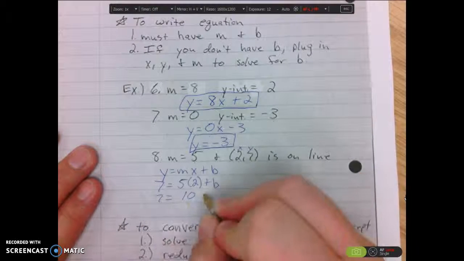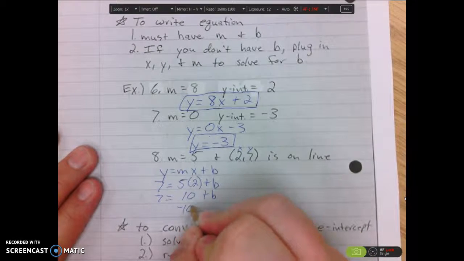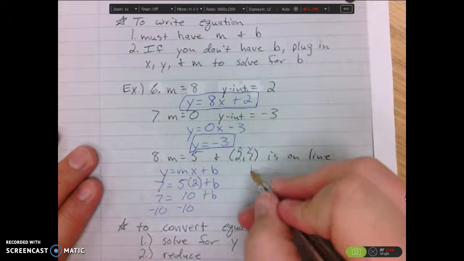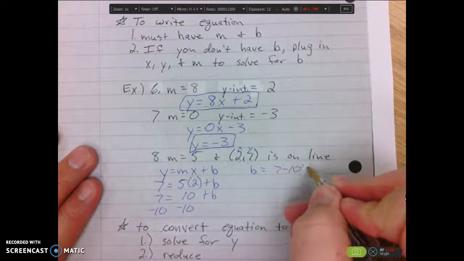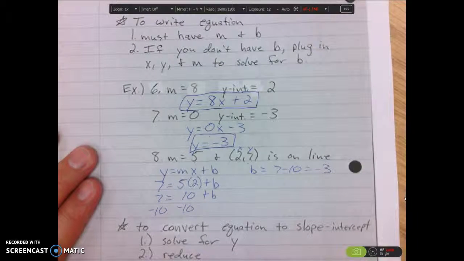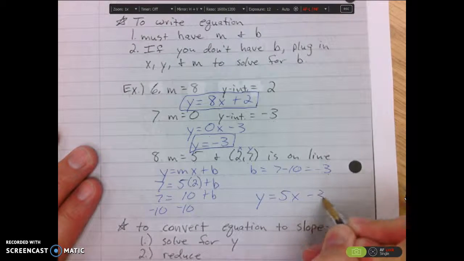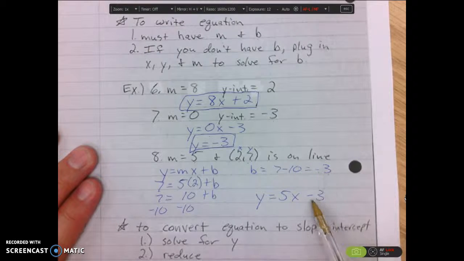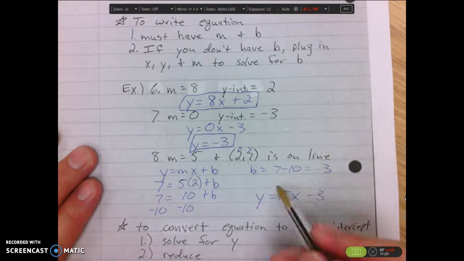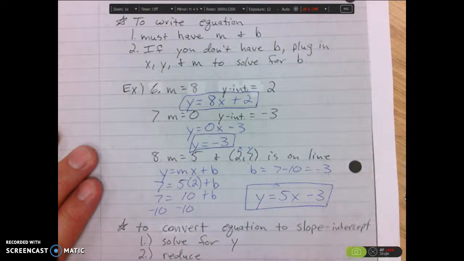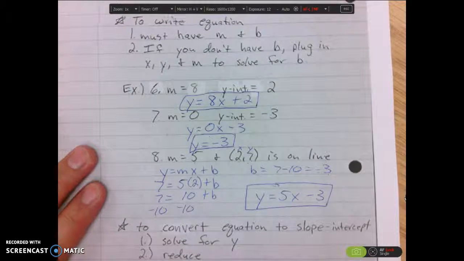10, 7 equals 10 plus b. Subtract 10 from both sides, and so b equals 7 minus 10, which is negative 3. So I'm not done, that's not my final answer, but that gives me the next thing I need to write this in slope-intercept form. They already gave me my slope, and I just found my y-intercept of negative 3, so in slope-intercept form, y equals 5x minus 3. Remember that negative goes with the 3, so that would be a minus 3. And we're done. So that's writing the equation.